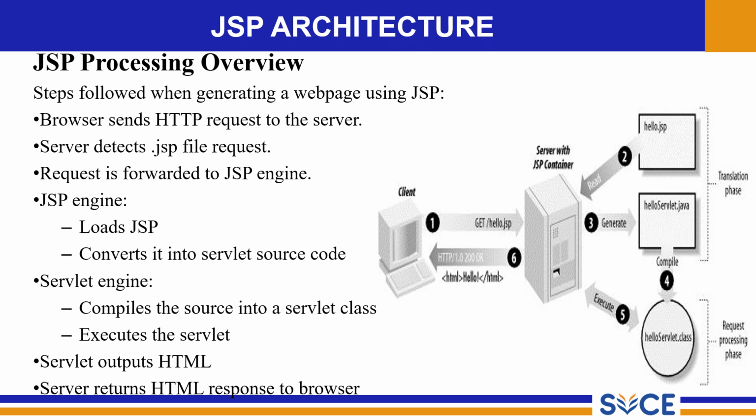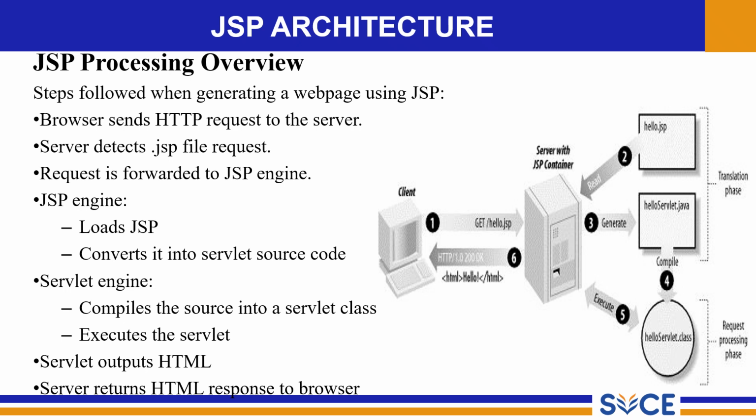Let us see the overview of JSP processing. When a user accesses a web page built with JSP, a series of behind-the-scenes steps take place to transform the JSP file into a dynamic HTML page. This process involves the browser, web server, JSP engine, servlet engine, and finally the browser again. Here is how it works in a simple and structured way.